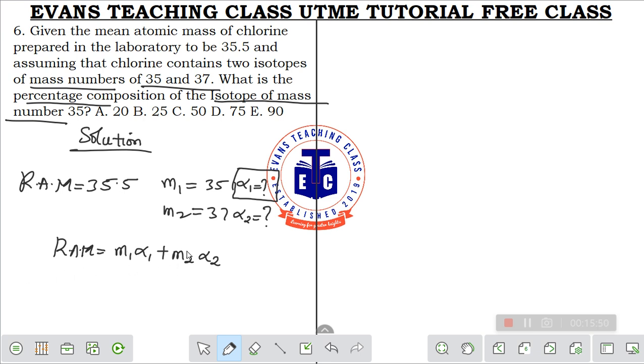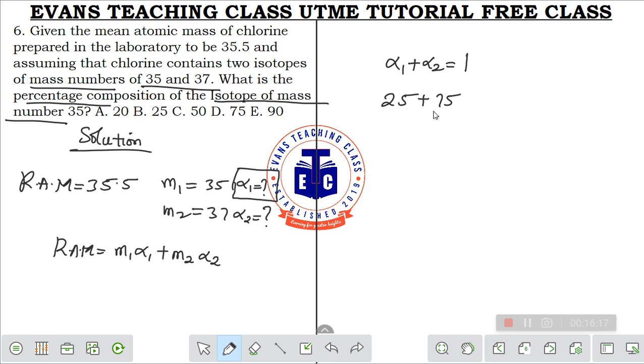Now if you look at this question, we already know the relative atomic mass, but we don't know the two of them. How will you look for two things that you don't know in a particular question? Since this is a percentage, alpha 1 plus alpha 2 is going to give you 1, right? If in your question you get something like 25 plus 75, I already know the answer.